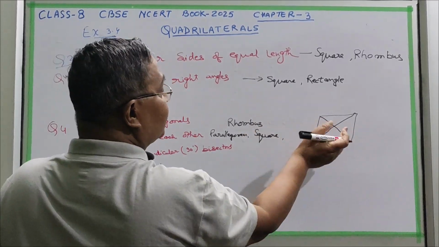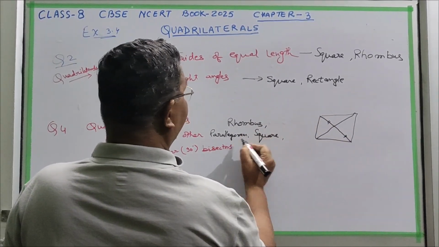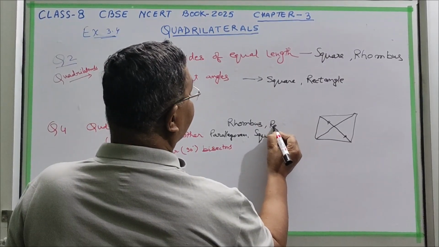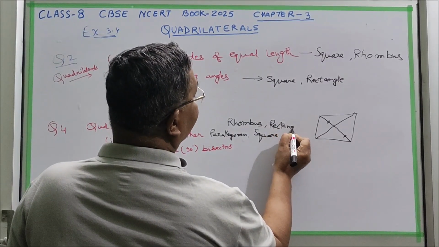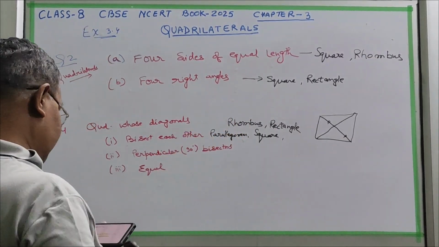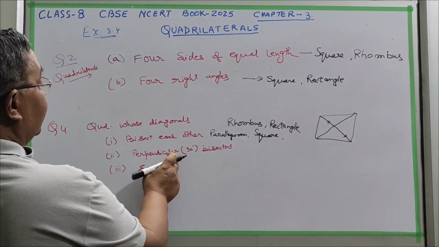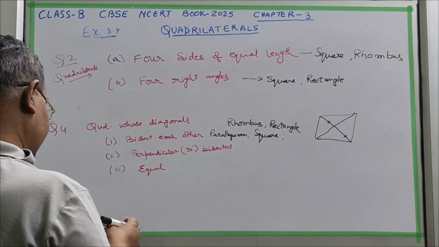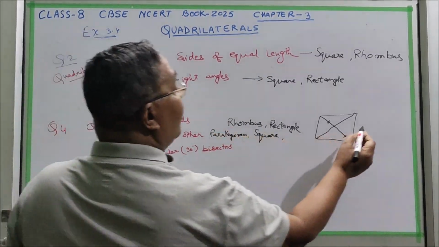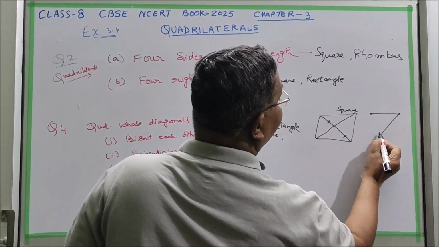Rhombus also, just the shape is tilted. Rhombus, square and rectangle also, their diagonals bisect each other. Now the other property is the 90 degree angle. A 90 degree angle is possible only in the square and this is your parallelogram.